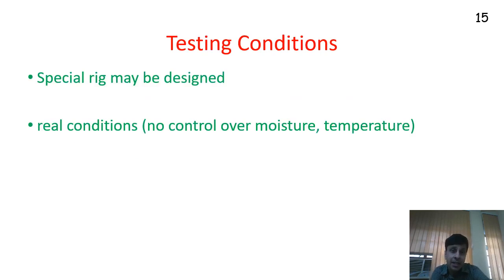And testing conditions now get much more difficult. For example, you might have to design a special test rig. For coupons, usually you have your ASTM standards and rigs are there in almost every lab. You can go to the lab and test it. But for a component, you have to design the test rig, which is a difficult activity. And the conditions are real conditions. You don't want to control the moisture and temperature. You try to make it as real as possible as opposed to ideal.